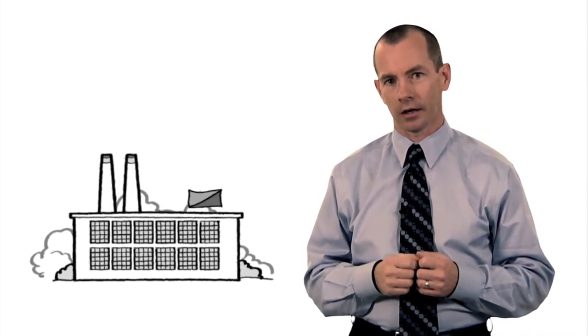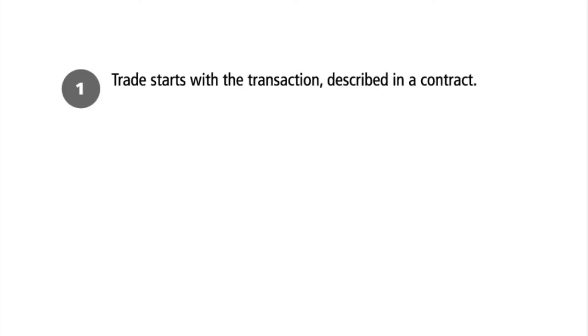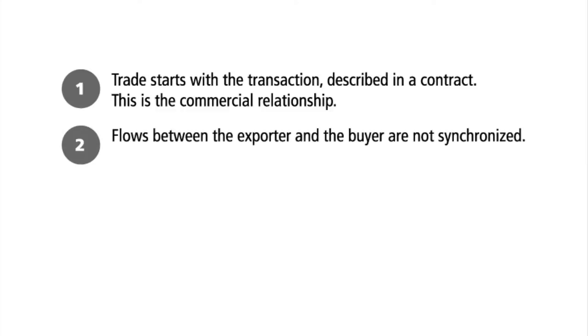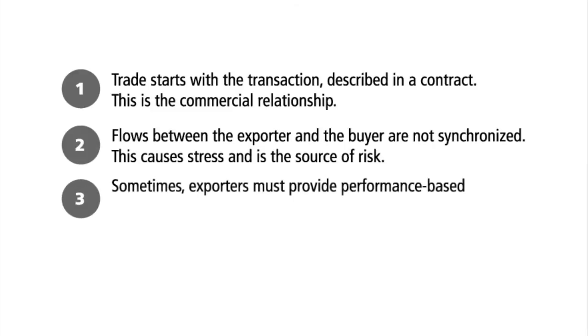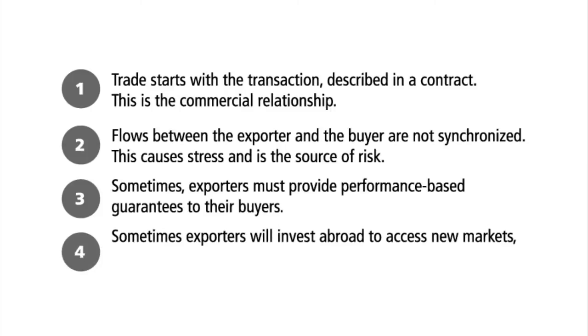Before we talk about the clouds that hover over our forest, let's summarize what we've talked about so far. 1. Trade starts with the transaction described in a contract. This is a commercial relationship. 2. Flows between the exporter and the buyer are not synchronized, and this causes stress and is a source of risk. 3. Sometimes exporters must provide performance-based guarantees to their buyers. And 4. Sometimes exporters will invest abroad to access new markets, suppliers, or other opportunities.